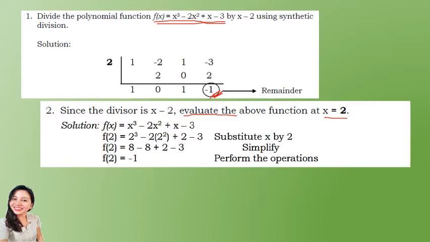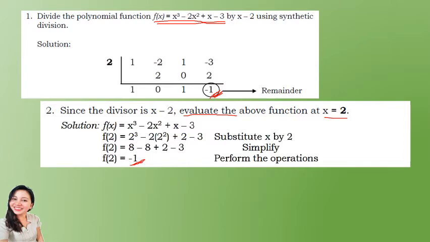So, this will be the solution. Every x here is replaced with 2. Then simplify. 2 cubed: 2 times 2 times 2, that's 8. And 2 squared is 4, 4 times 2, 8. Then copy 2 minus 3. Then perform the operations: 8 minus 8, 0. Plus 2, 2 minus 3, negative 1. So the answer here is negative 1.